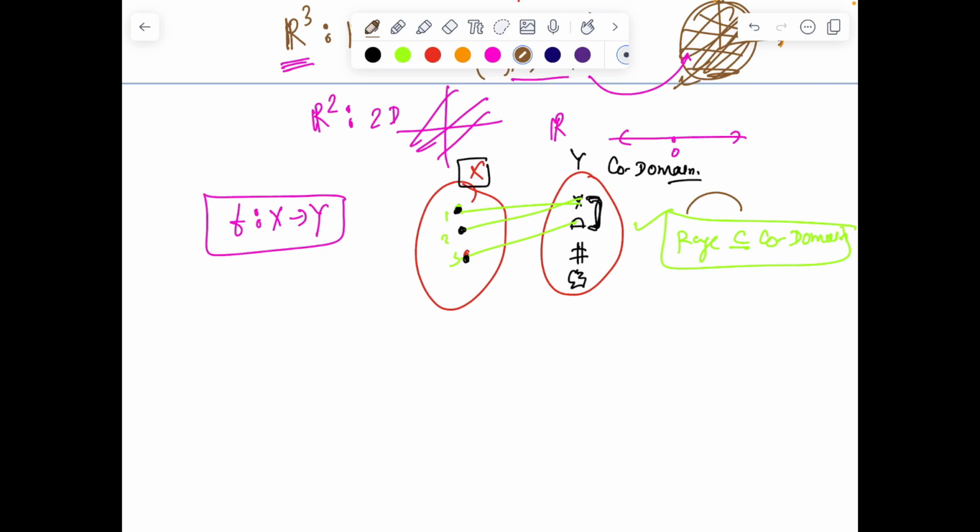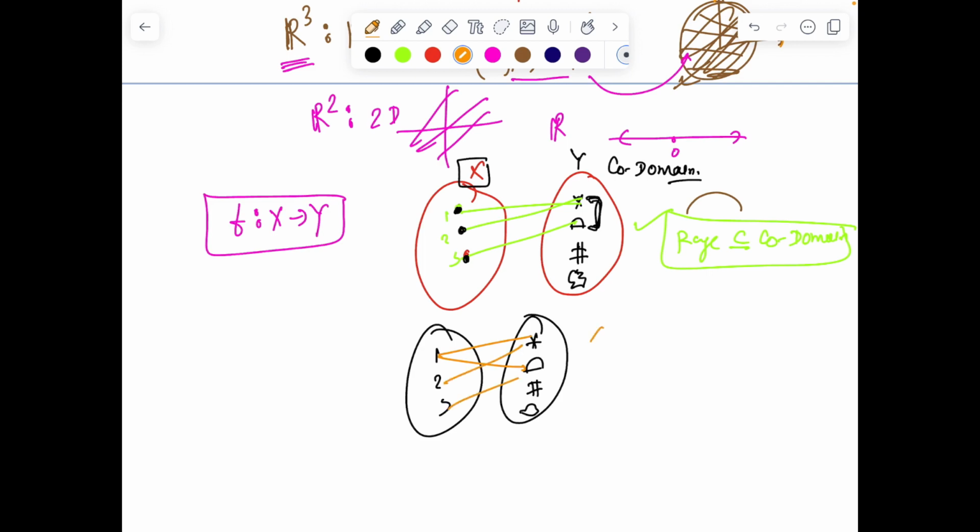Injective means one-one, one arrow to one target. Like Bahubali, it cannot be a function, because in Bahubali, with one bow, they have fired three targets, so that is also not possible. Suppose we have 1, 2, 3 and a hash, a star and something else. We can't allow in a function one going to a star and also another. Every input will have some unique output. So this is not a function.